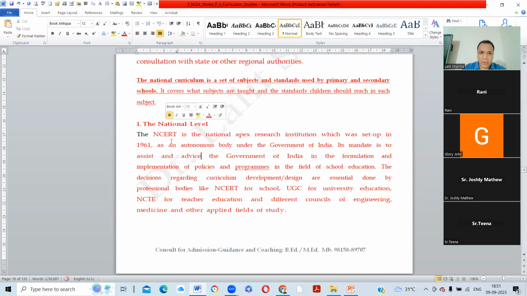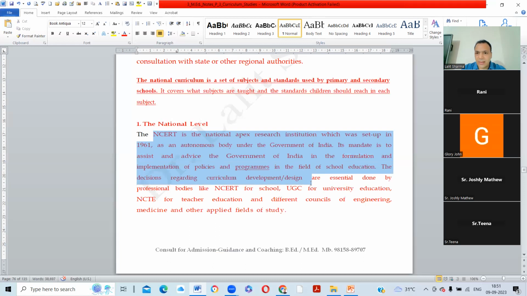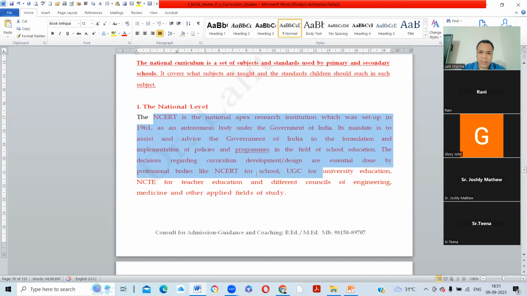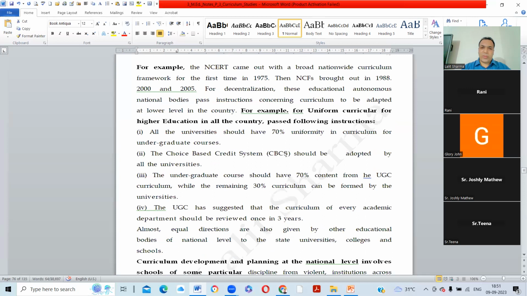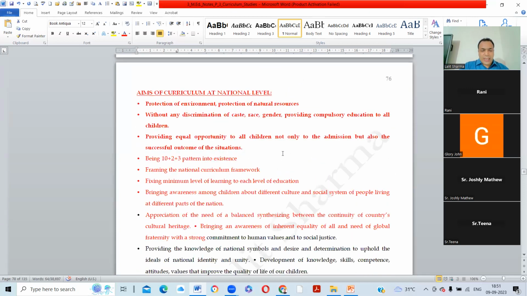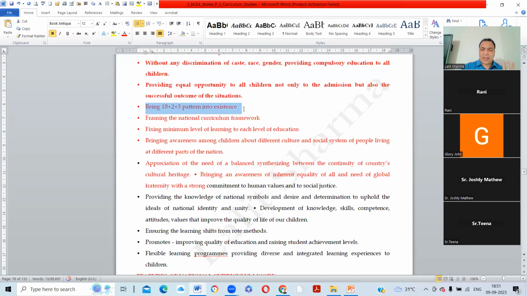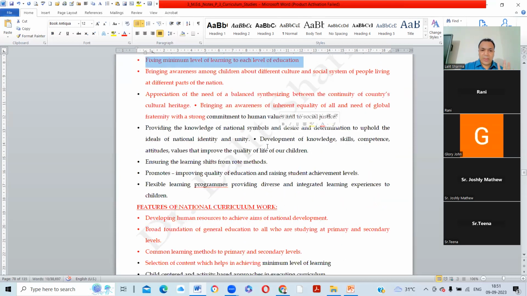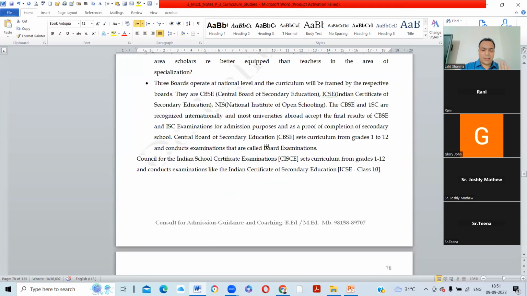At the national level, you have to talk about the NCERT. NCERT is the national apex research institution, which was set up in 1961, and is responsible for this. The aims of a curriculum at the national level: without any discrimination of caste, race, gender, providing compulsory education to all children, and a fixed minimum level of learning at each level. वो सारे points आ गए इसके अंदर.